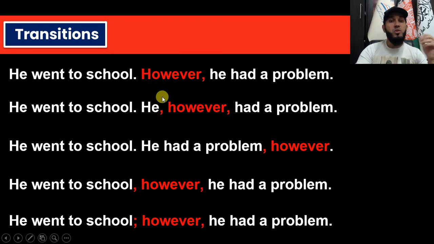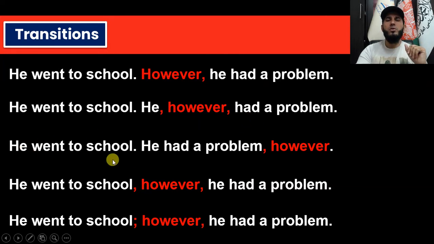So the second way, which is very formal, I would say super formal: he went to school, and you bring the subject. Obviously you capitalize it because it comes at the beginning of your second sentence. You end the first sentence with a full stop, by the way. And then you bring the transitional word between your subject and verb, and then the rest of the clause. But in this case, you need 1 comma before the transitional word and 1 comma after it. So he, however, had a problem. So this is the second way in written English.